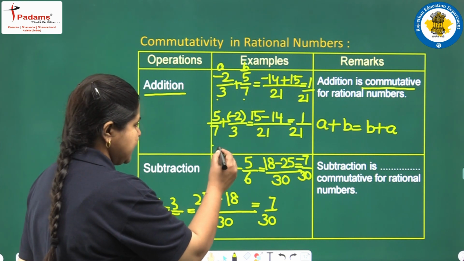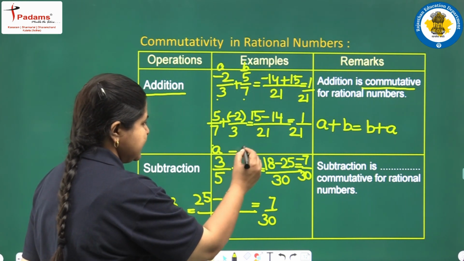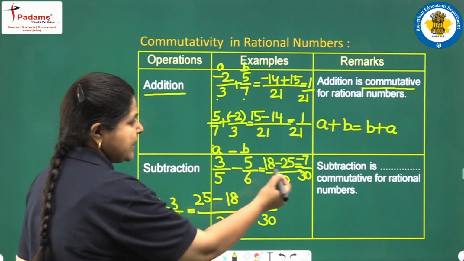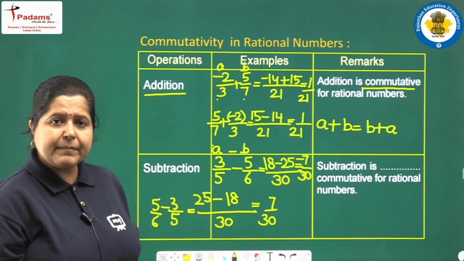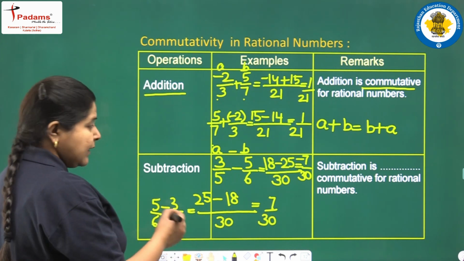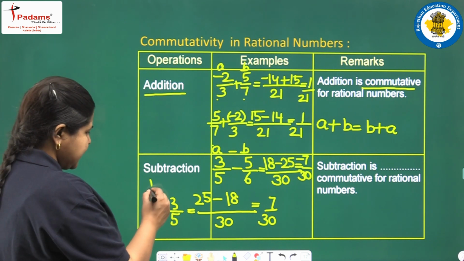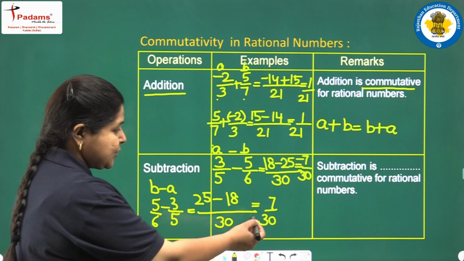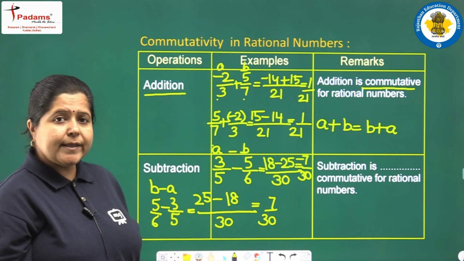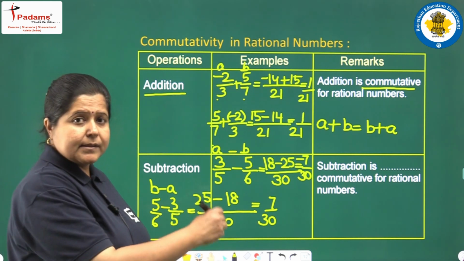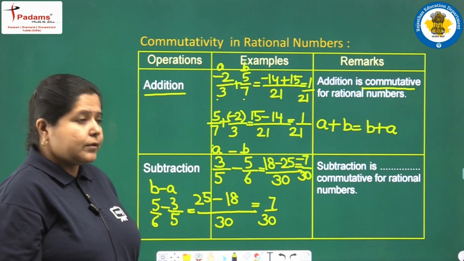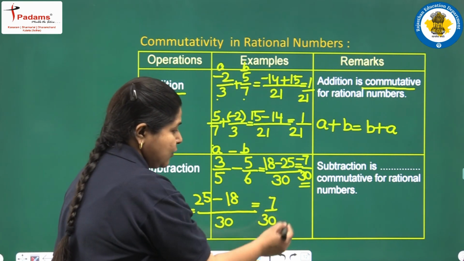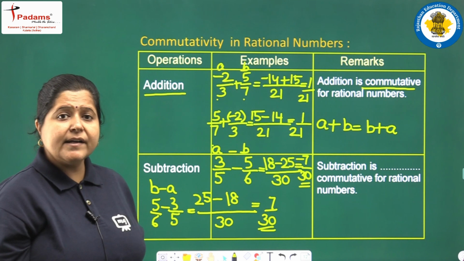When we subtracted this, let this be a and let this be b. Then I got the answer minus 7 by 30. Now when I changed the order, let it be b and this is a. Then I got the answer to be 7 by 30. You can see the sign of the answers is different. So the two answers that we got in both the cases are different.